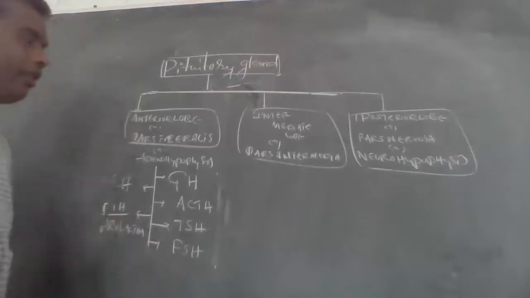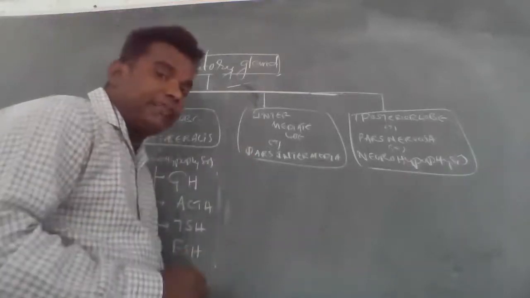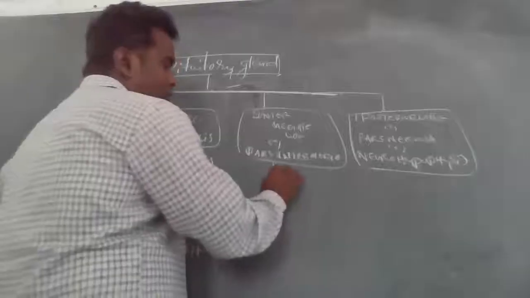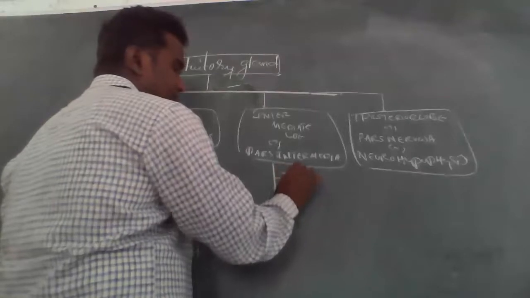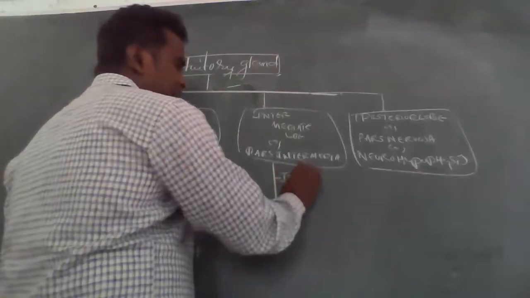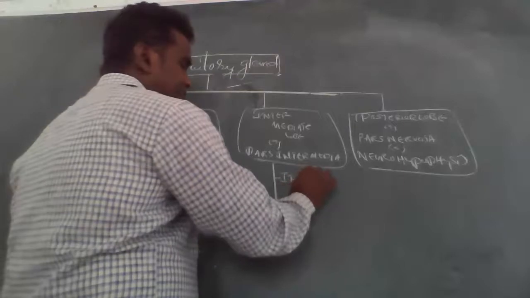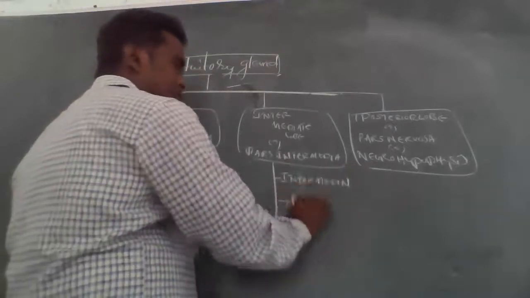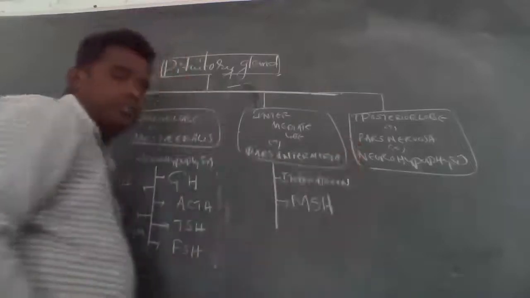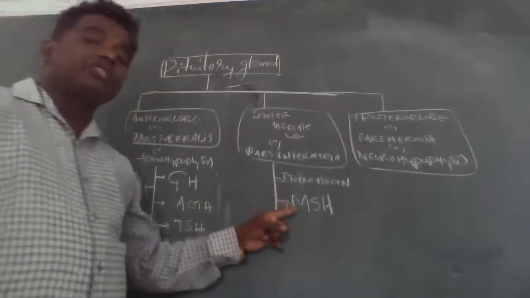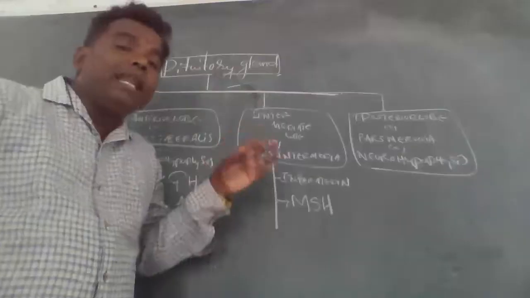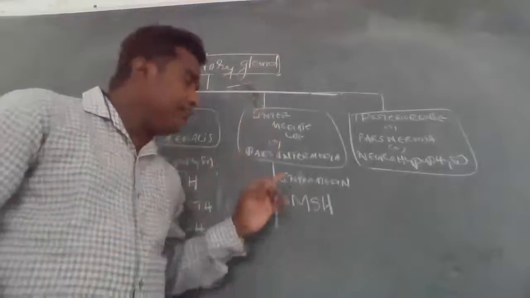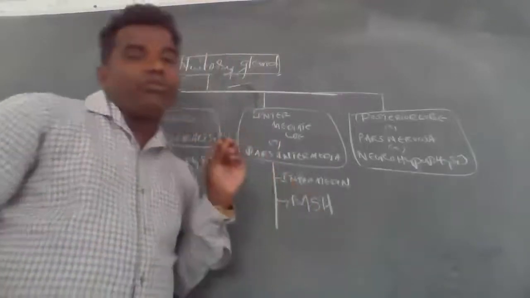Clear? Now, the intermediate lobe or pars intermedia. From pars intermedia, one hormone is secreted, called intermedin. And the second hormone is MSH, melanin stimulating hormone. Very important.